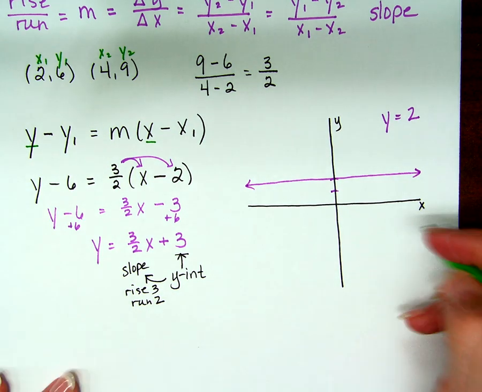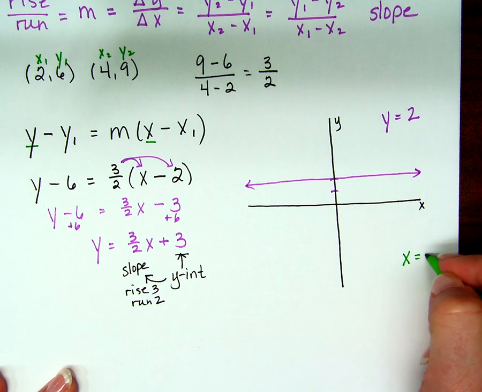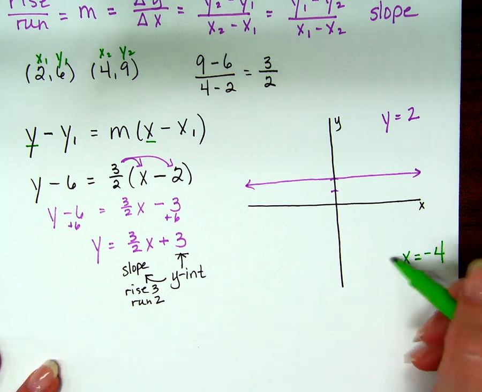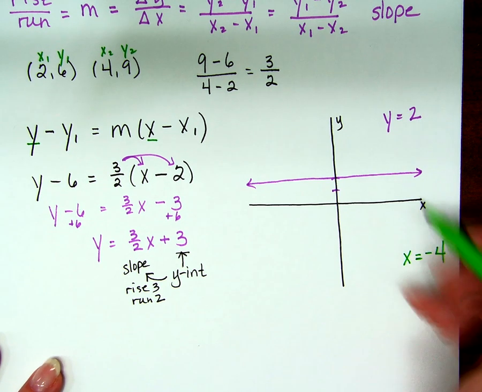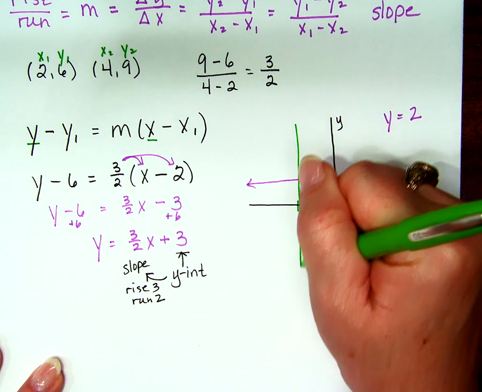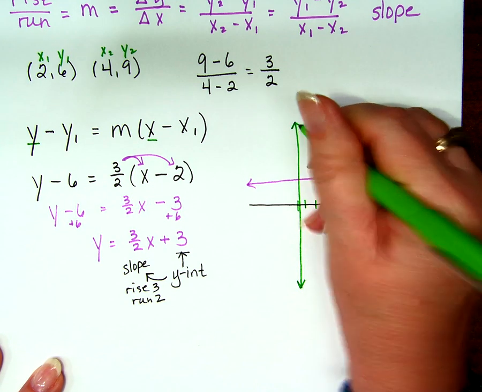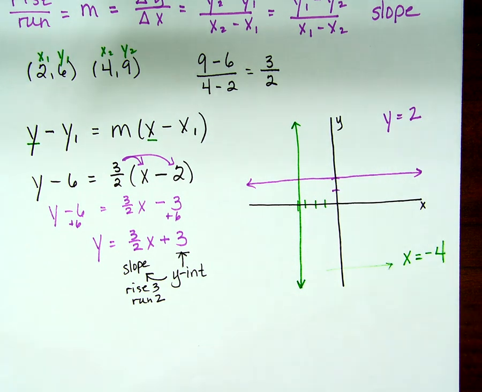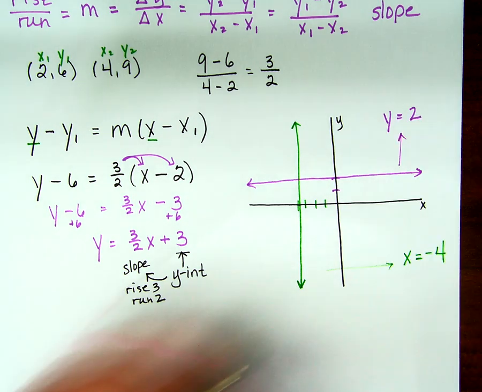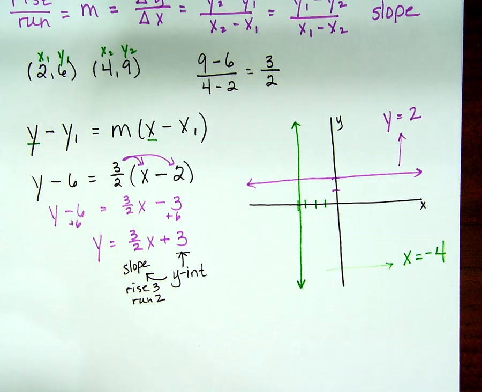If I ask for x equals -4, that's a line that crosses the x-axis at -4. And since it's crossing the x-axis, it is a vertical line. Okay? Any questions about that? Feeling confident about that? Okay.